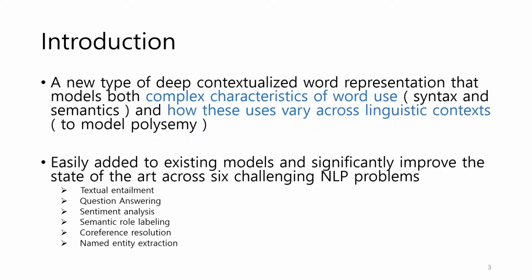In this paper, they are presenting a new type of deep contextualized word representation. The word deep indicates that it is using a neural network, and word representation is simply word embedding that models complex characteristics of word use and polysemy. After they explained their model, they tested on 6 challenging NLP problems, which is shown above. They are saying that the model significantly improved the performance compared to the other one.